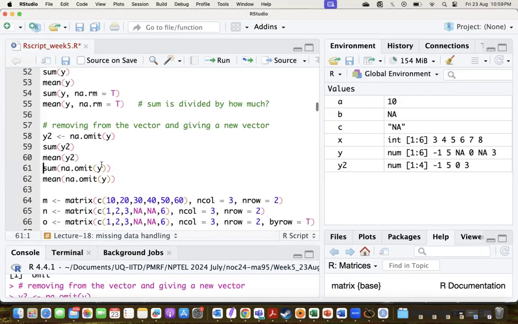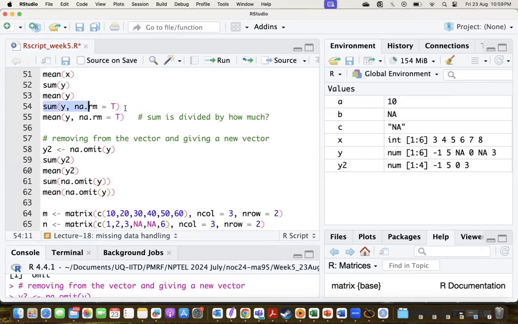Again, just reiterating, this step is internally doing the removal of NAs and then calculating. And here we have explicitly removed them, created a new vector, and then applied the sum and the mean function on that new vector. Both of these methods are absolutely correct. It's up to you which one you prefer.